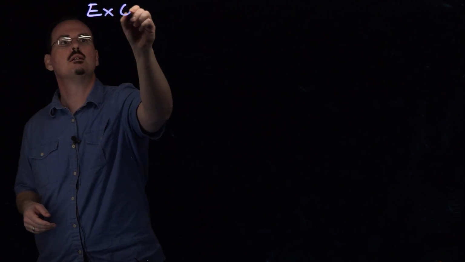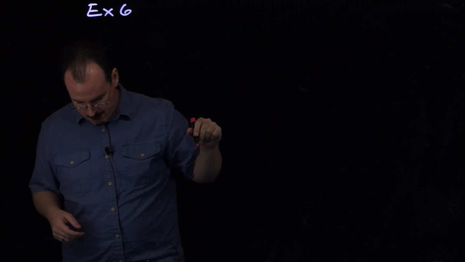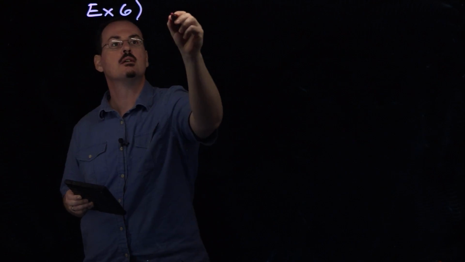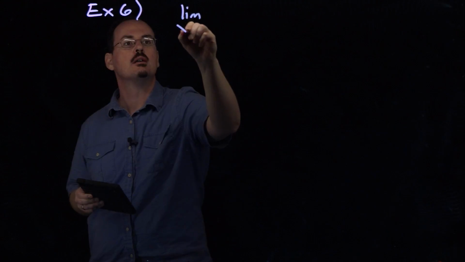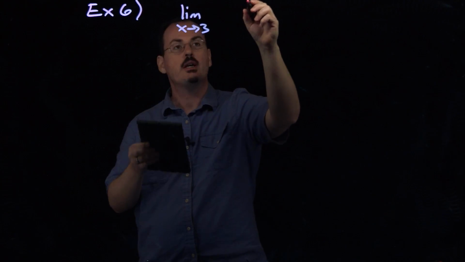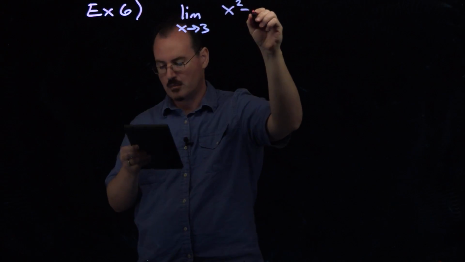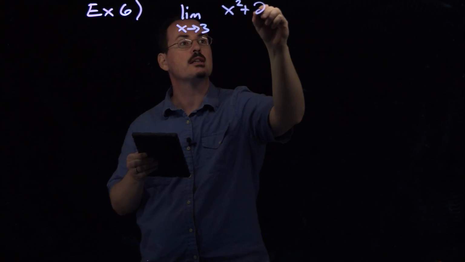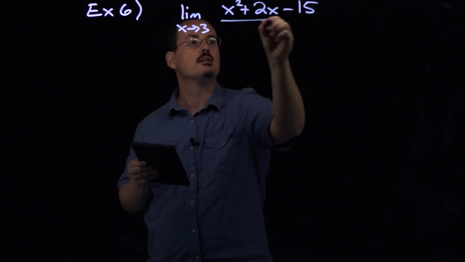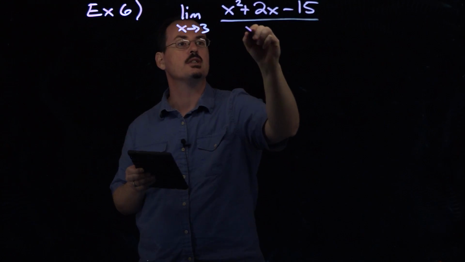Doing 3.1, example 6. It says find the limit as x approaches 3 of x squared plus 2x minus 15 divided by x minus 3.